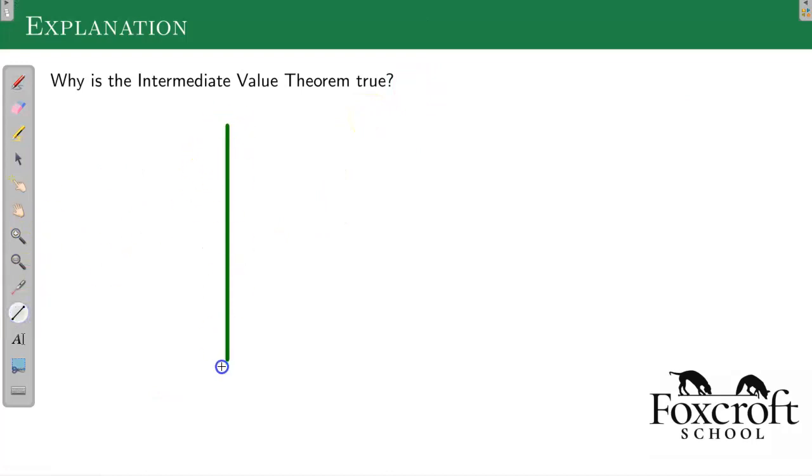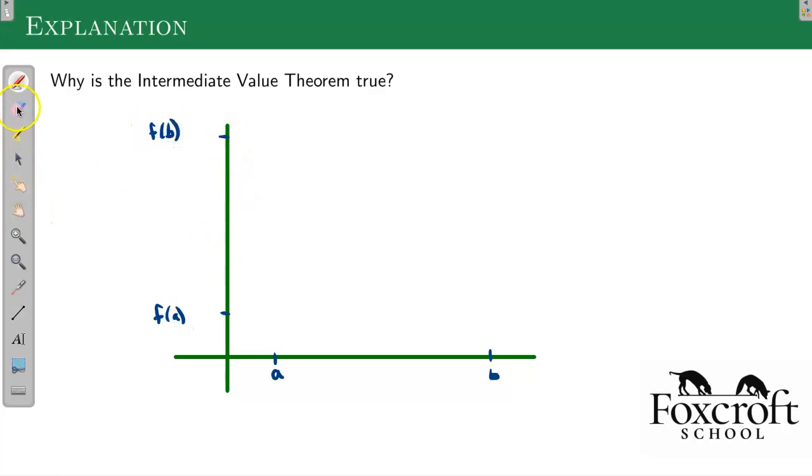So we have our graph. Let's put a here and b here. Let's just say f of a is lower than f of b. It doesn't matter. Right away, we know we have this point and this point on my graph. I plug in a, I get f of a. Plug in b, I get f of b. And let's pick a random c. I'll just make a random mark there. That's my c value.